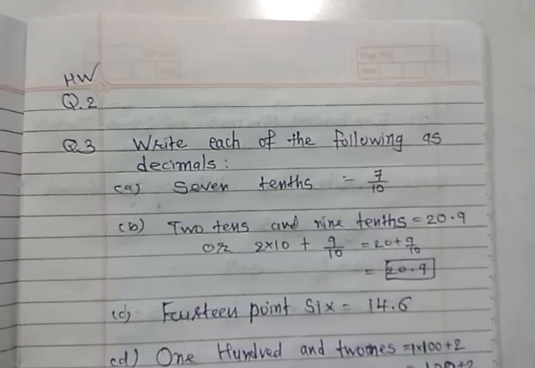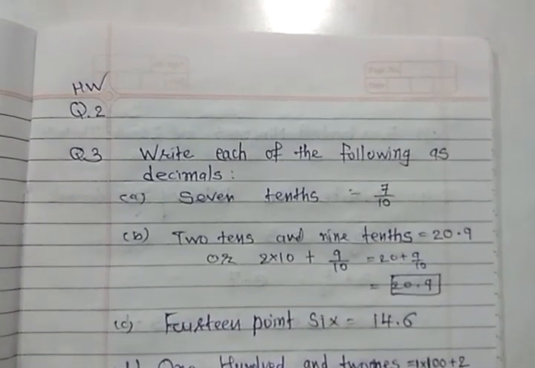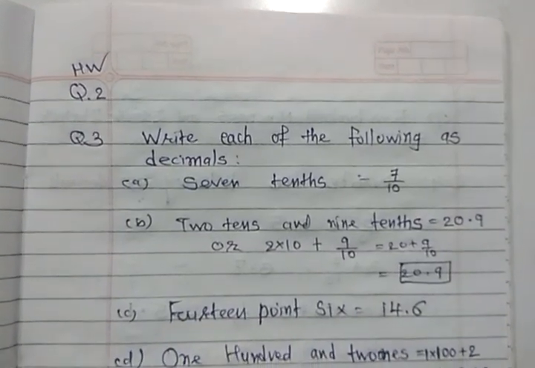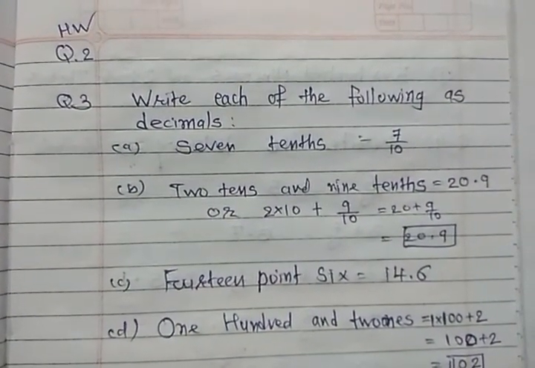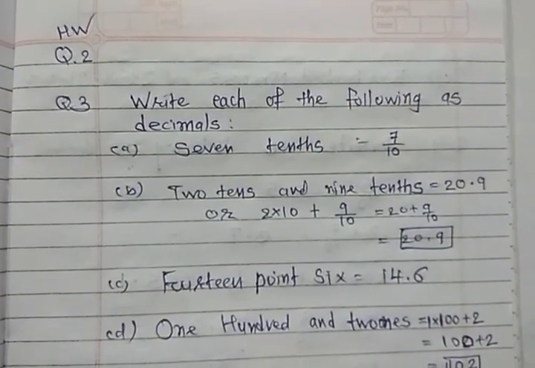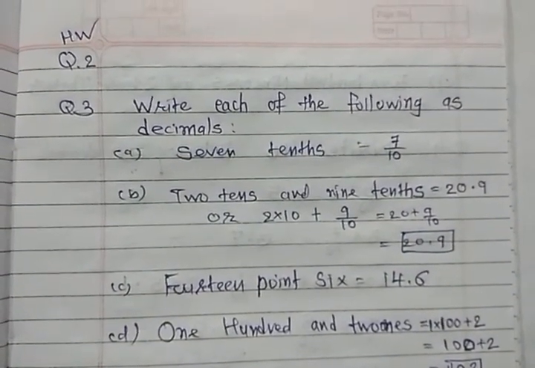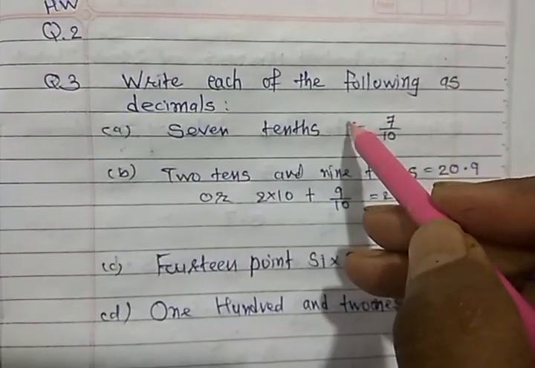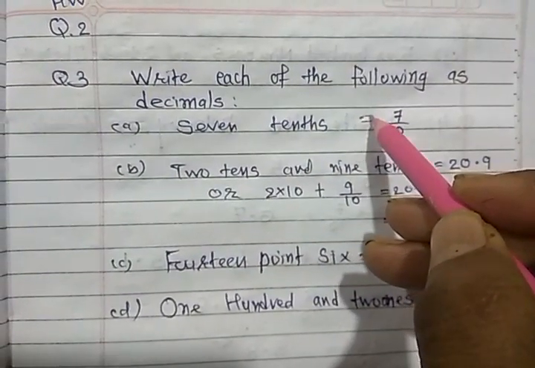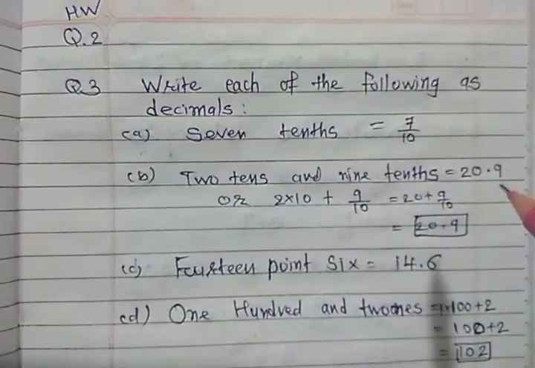So question number 2, it is your homework, students, that you can know very well from the textbook. Use your textbook and complete this homework. Question number 3 is write each of the following as decimal. 7/10. So how can we write 7/10? We write 7/10, that is 7 upon 10.